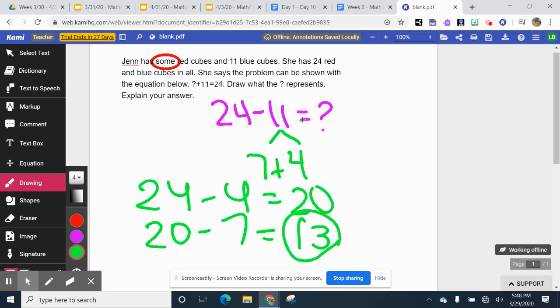The key to start with, though, is to remember that this is our equation that we are solving, and we're going to change that into a subtraction problem.